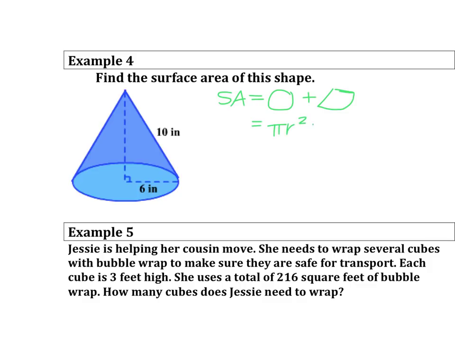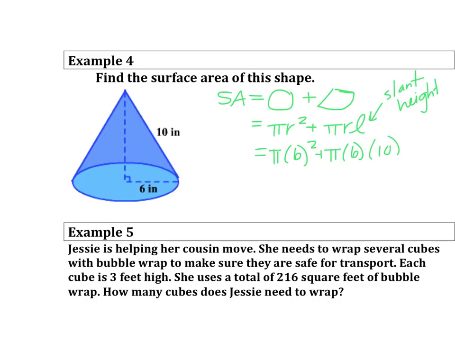So it's pi r squared plus pi times the radius times the swirly L, which is the slant height. So that's the height that lays up against the cone. The radius is 6, so we substitute that in. We substitute in 6 again because you need the radius on the second part, and the slant height is 10. Now the dotted line here would be the actual height of your cone. That would be used to find your volume.